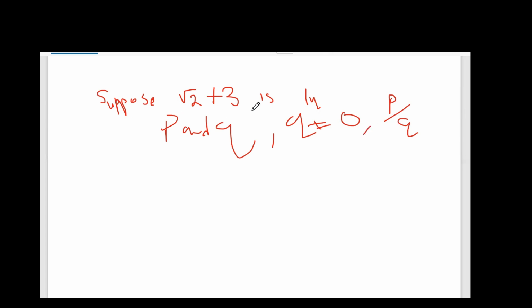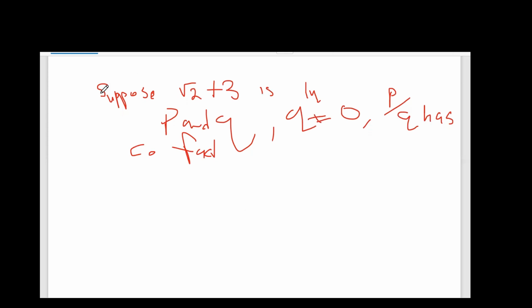So I was saying, suppose this guy is irrational, then there exist 2 numbers P and Q, where Q is not equal to 0, and P over Q has no common factors. Then you start your proof now. So you first write the statement there. Suppose this is irrational, then there exist P and Q such that Q is not equal to 0, and P over Q has no common factors.